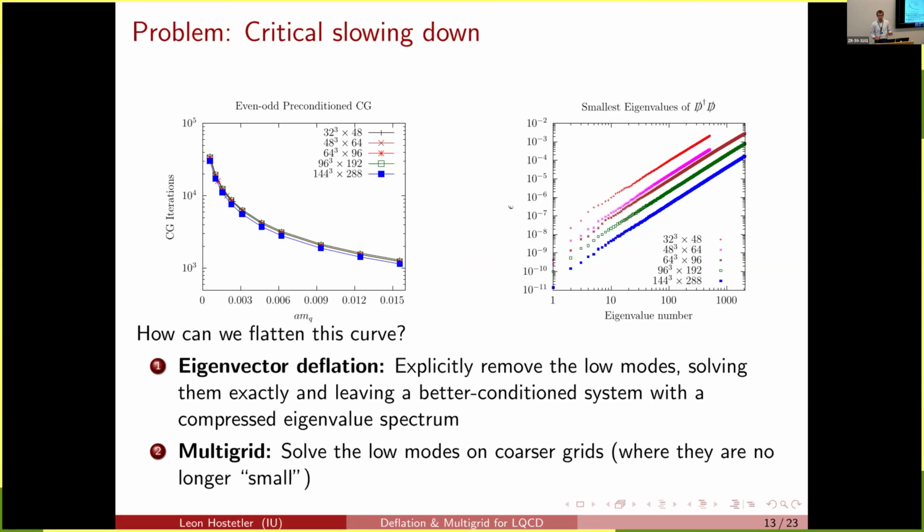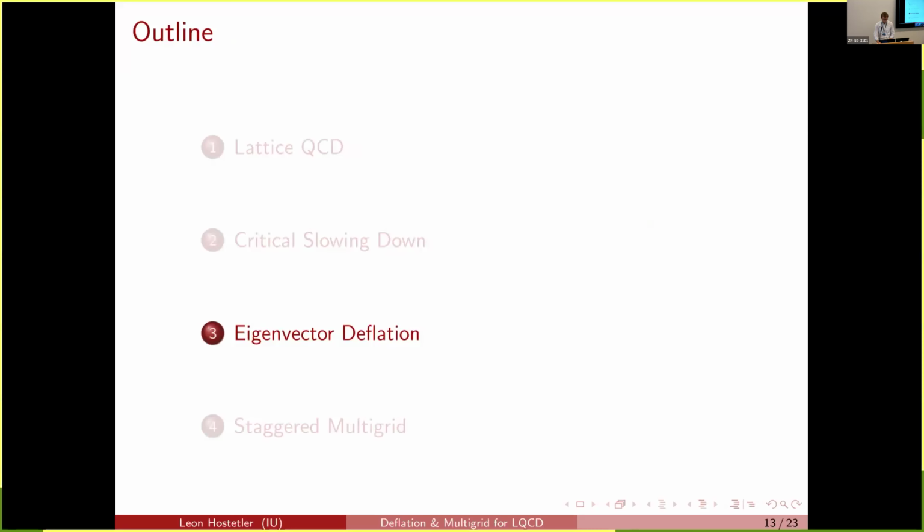So our goal is to take this curve and flatten it. And there are two possibilities that we're considering. The first is eigenvector deflation. That's where we explicitly remove these low eigenvalues. We solve them exactly, and then that leaves a better conditioned system for the CG to work on. The other approach that I'll look at is multigrid, which solves the low eigenvalue modes on coarser grids where they're effectively no longer as small.